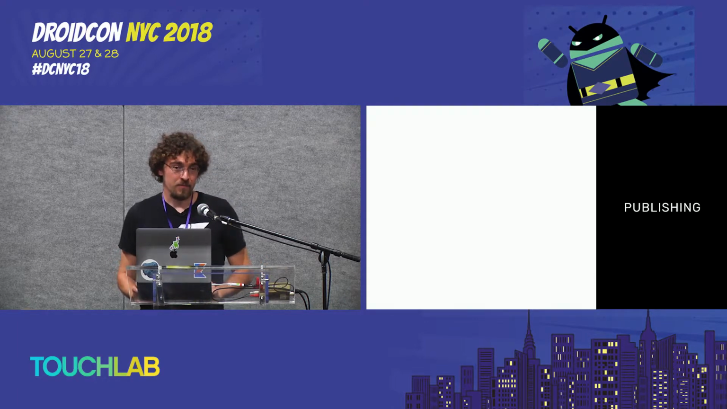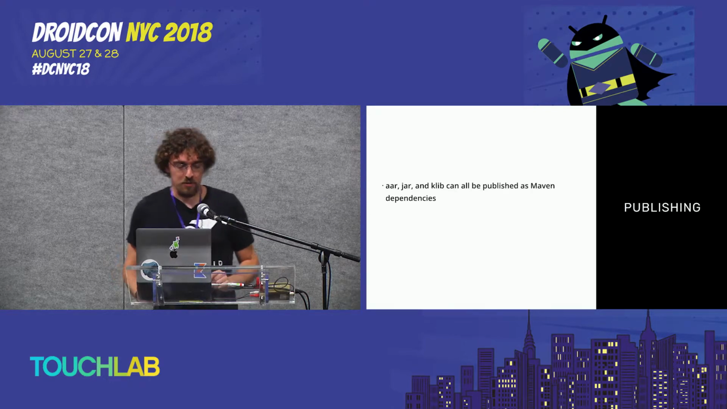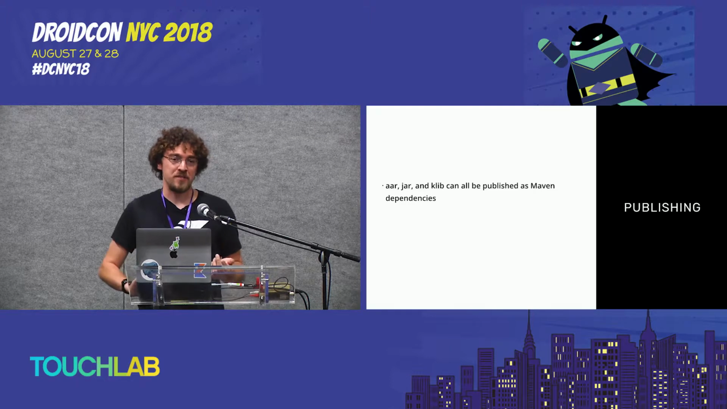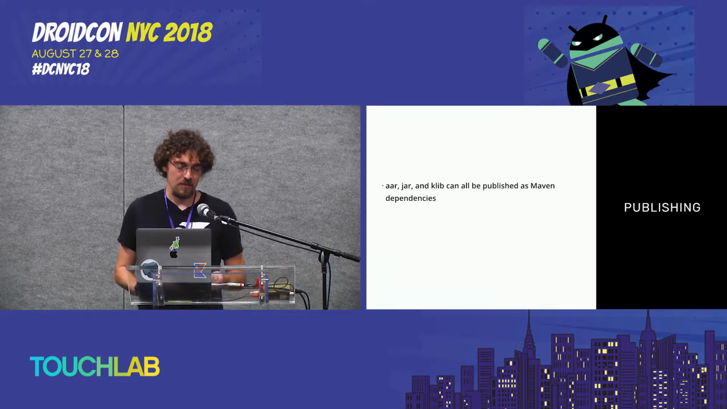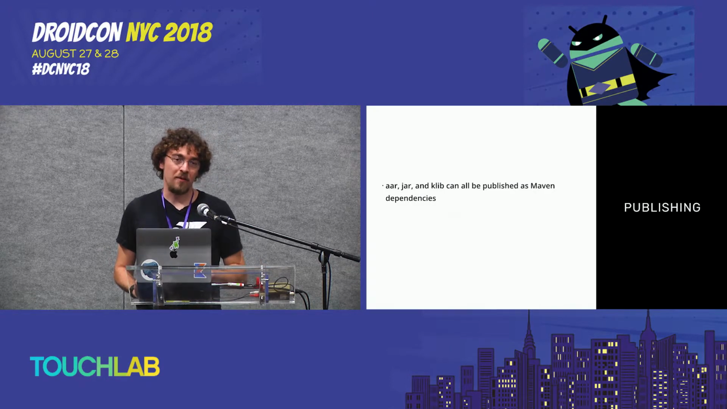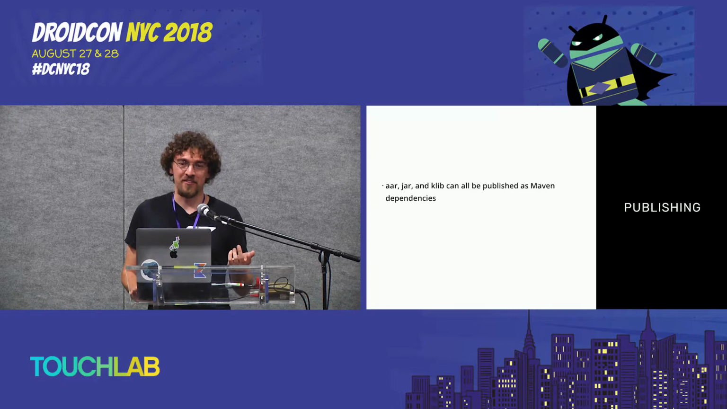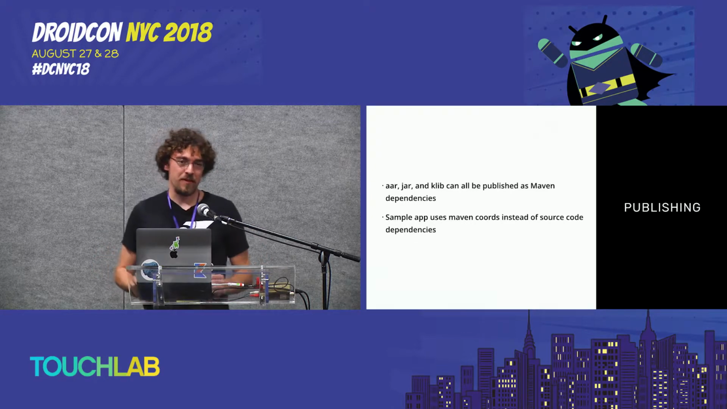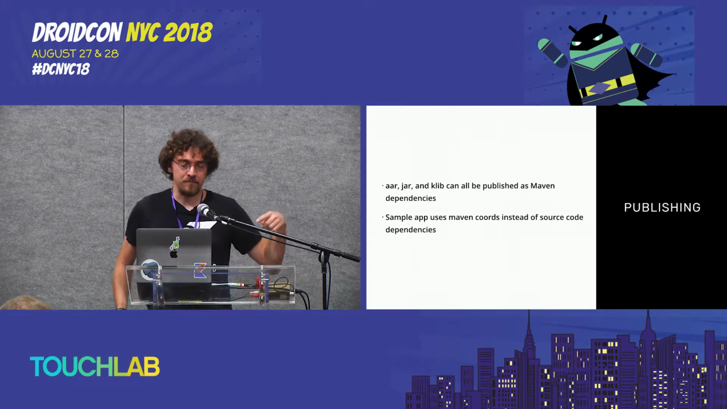So that's testing. Once you have that, you want to start putting it out there. You're used to, perhaps, if you're a library developer, publishing jar files and AAR files, which is what the Common and the Android modules create. You can do the same thing with a Klib. So you can create Maven dependencies using all of this stuff. And in my sample app, I opted to actually read the dependencies from Maven in order to demonstrate that, yes, this actually does work.